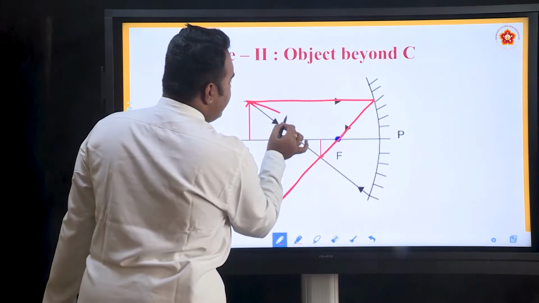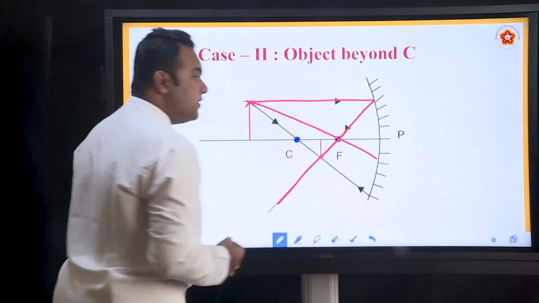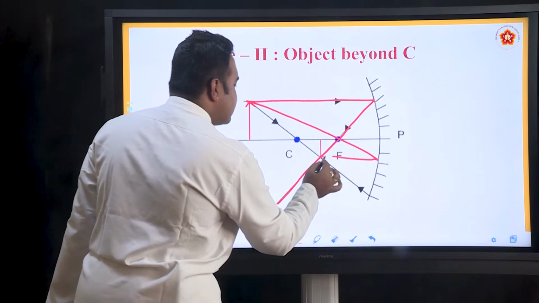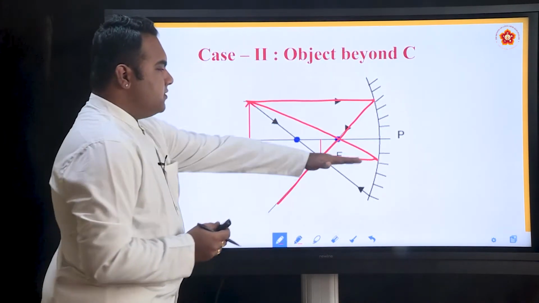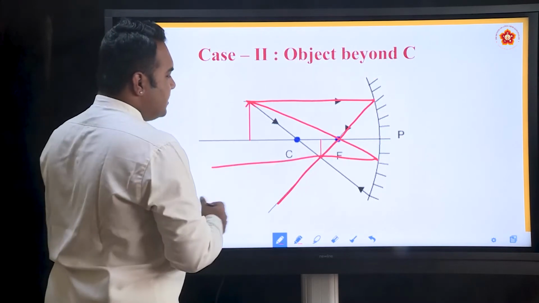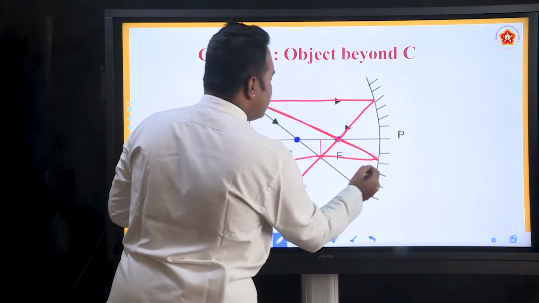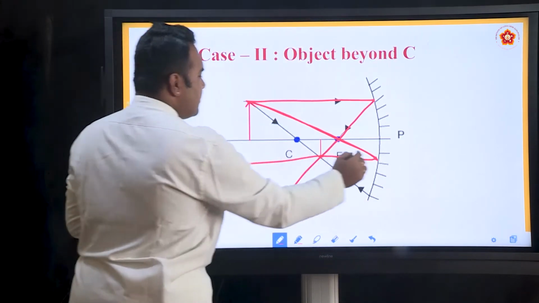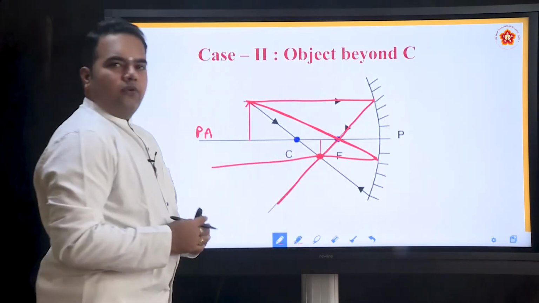Suppose I draw any ray of light passing through the focus, after the reflection from the surface, what will happen? It will emerge parallel to the principal axis. I mean, this will be a parallel line if you use a scale and pencil. Carefully, if you draw a straight line passing through the focus and another straight line which is parallel to the principal axis, you will see that still the image is formed between C and F only.